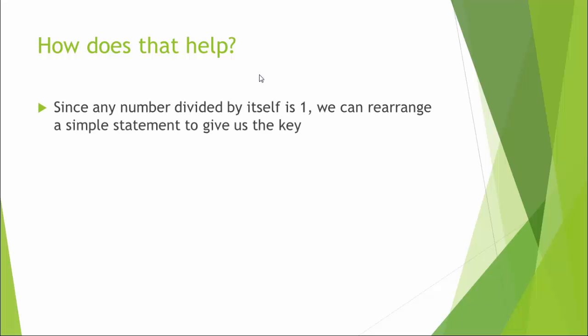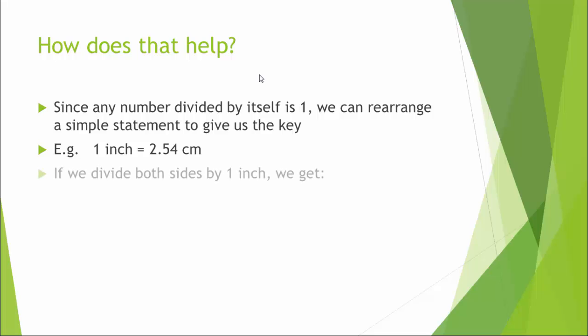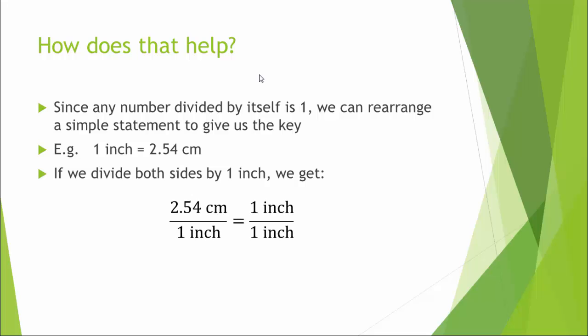Okay, since any number divided by itself is 1, we can actually rearrange a simple statement to give us the key answer. So let's take 1 inch is equal to 2.54 centimeters. We can divide both sides by 1 inch. The left-hand side, 1 inch divided by 1 inch. The right-hand side, 2.54 centimeters divided by 1 inch.